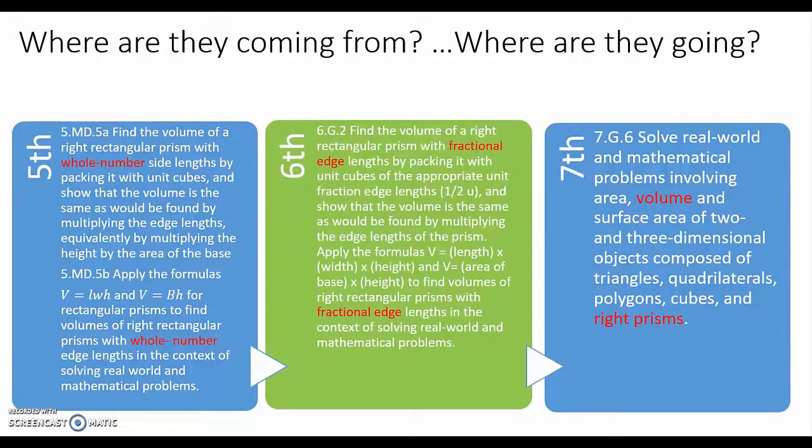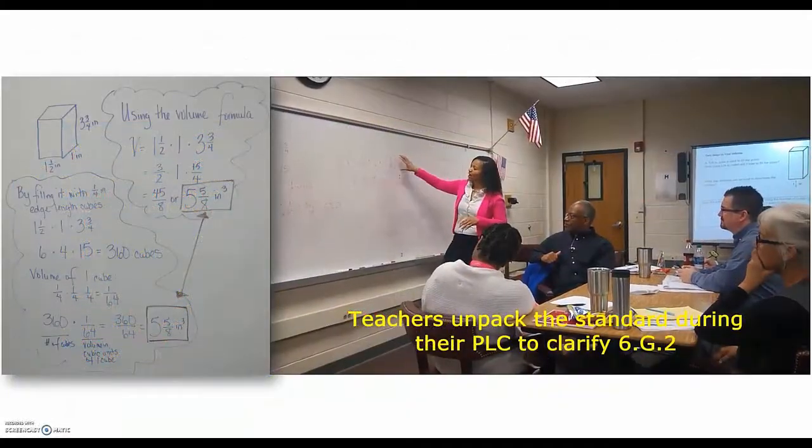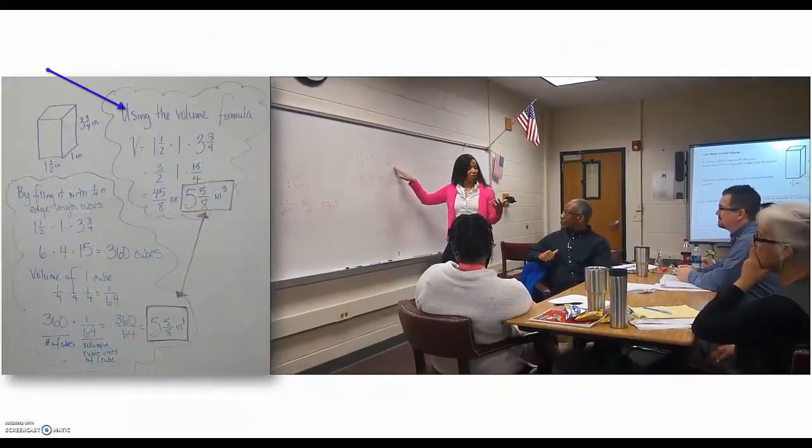Students should be able to find the volume using these cubes by multiplying the number of cubes that fill a prism by the volume of one cube. In addition, they should be able to show that it is the same when using the formulas. In 7th grade, students should be able to find the volume of all right prisms, including rectangular and triangular prisms. This is the way, if they had whole numbers in 5th grade, that they've learned it.